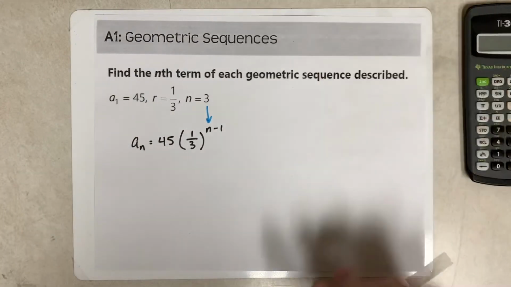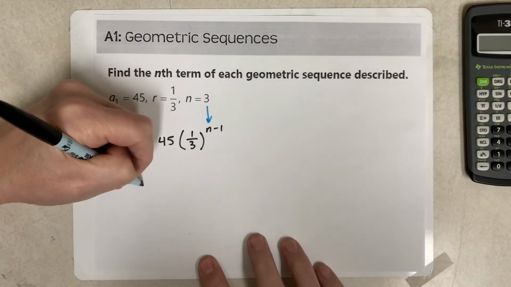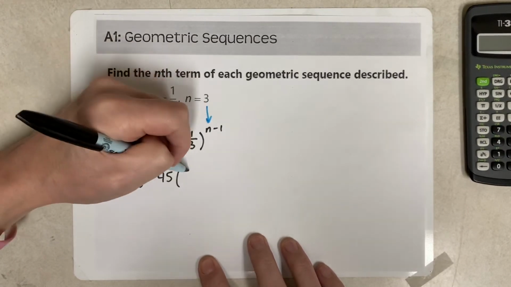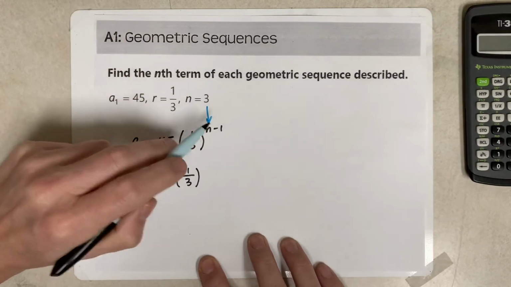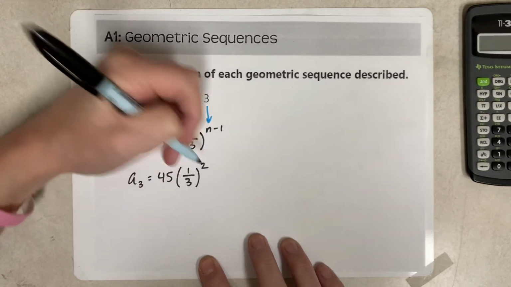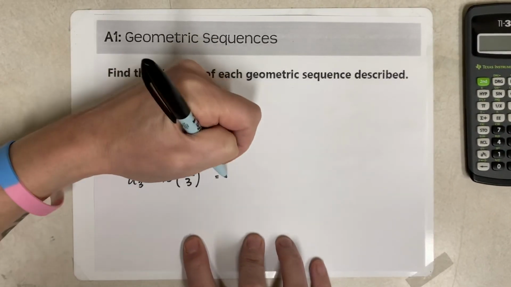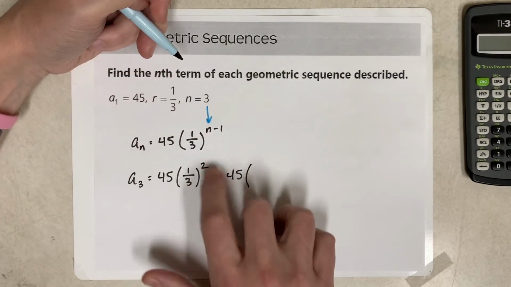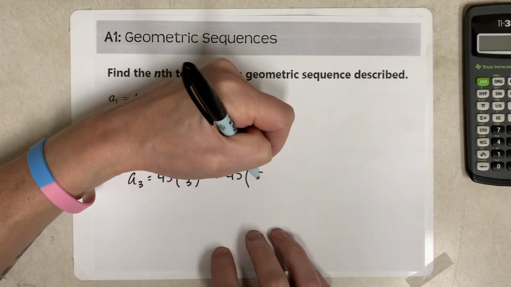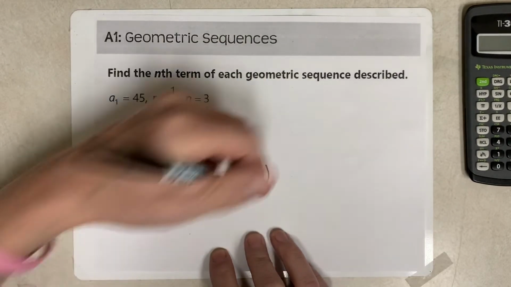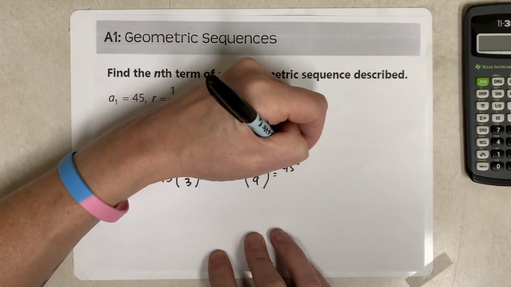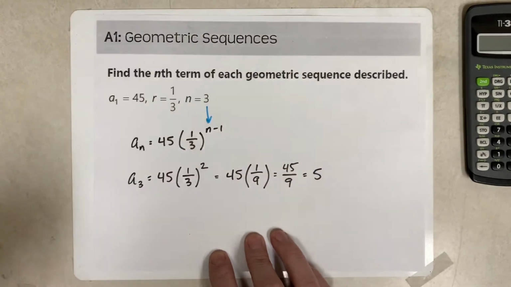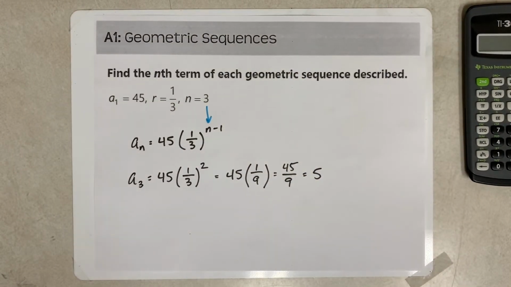So here we go. A sub 3 equals 45 times 1/3 to the 3 take away 1 is 2. That's not really too bad. 45 times 1/3 squared is really going to be 1/9. That is going to give us 45/9, which is going to be 5. So the third term for that one is going to be 5.